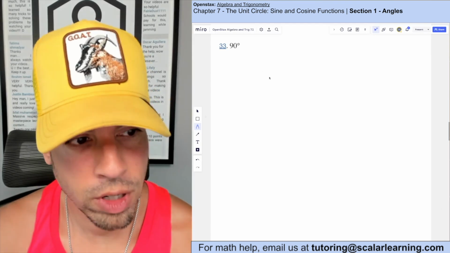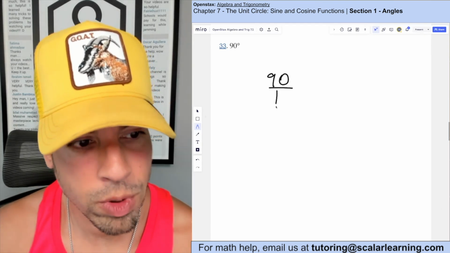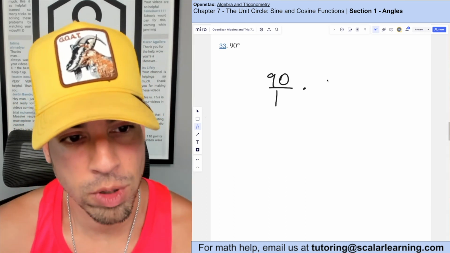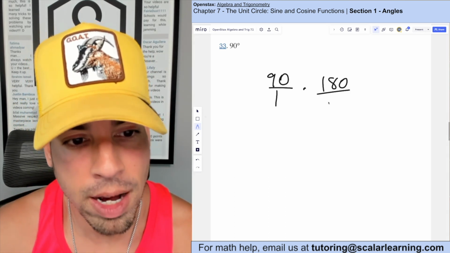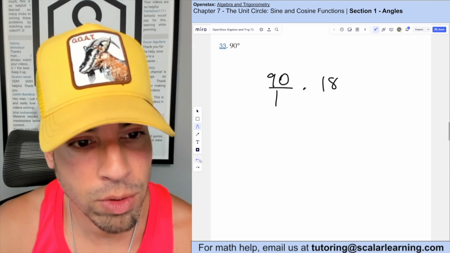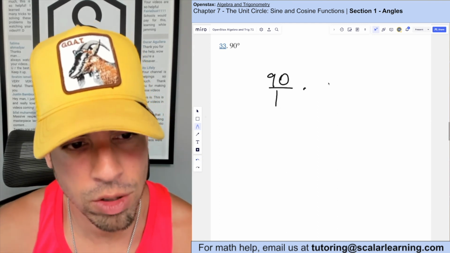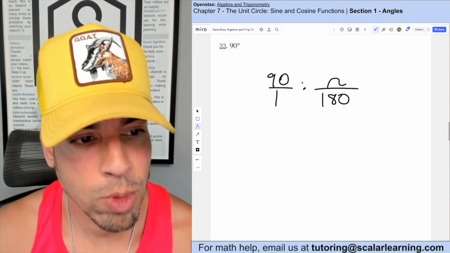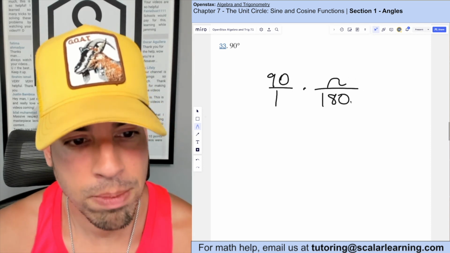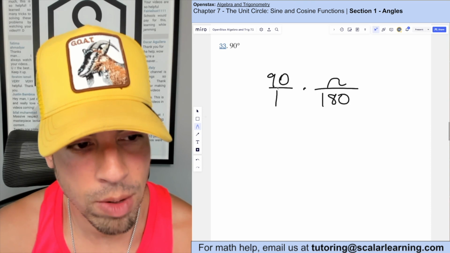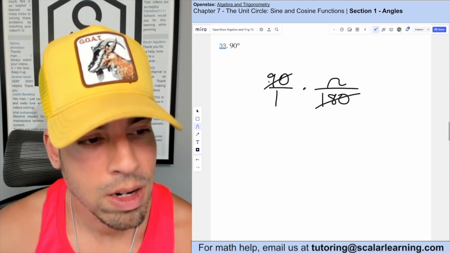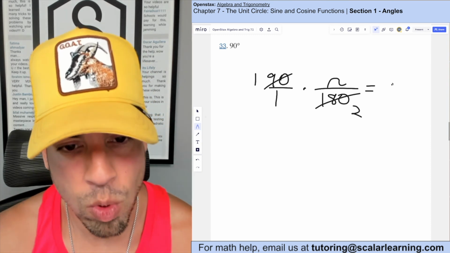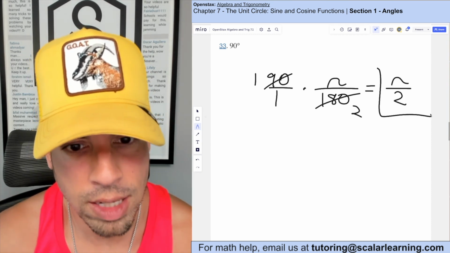So for this one, we're converting degrees to radians. And what we're going to do is now, like in the other conversions, when we're going radians to degrees, you multiply by 180 over pi. But here, we multiply by the reciprocal, right? We're going from degrees to radians. So it's times pi over 180. Now, as we multiply across, we get 90 pi over 180. But we can simplify. We can divide top and bottom by 90, right? 90 divided by 90 is 1. That's 2. So then this becomes 1 pi over 2. That's how you do it.